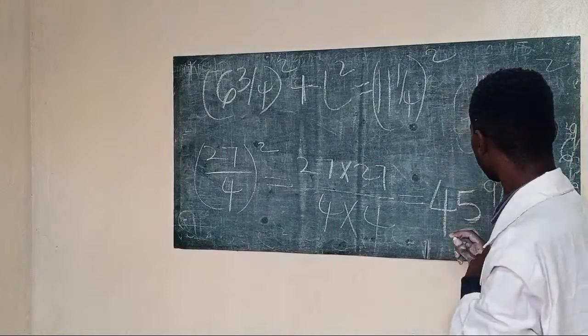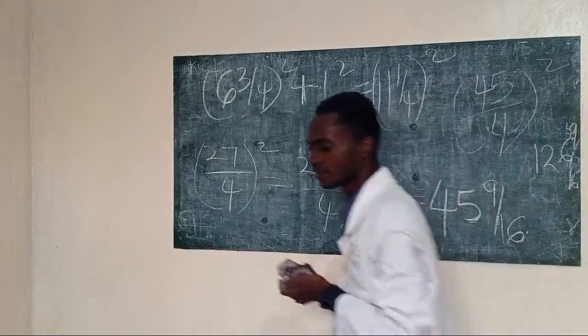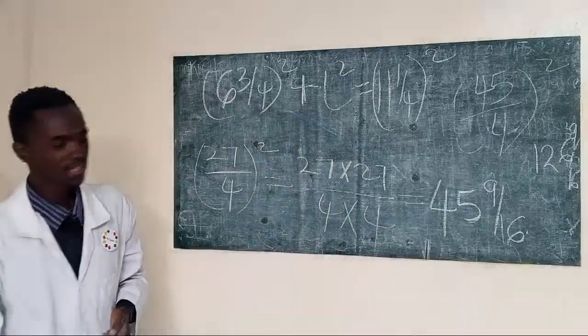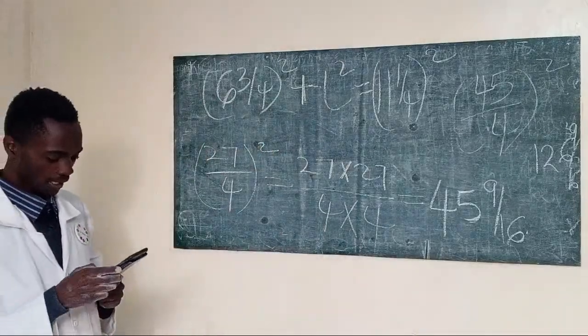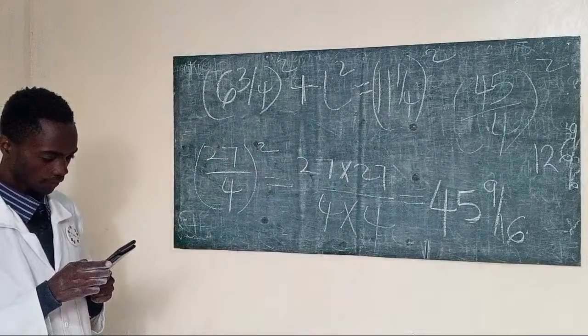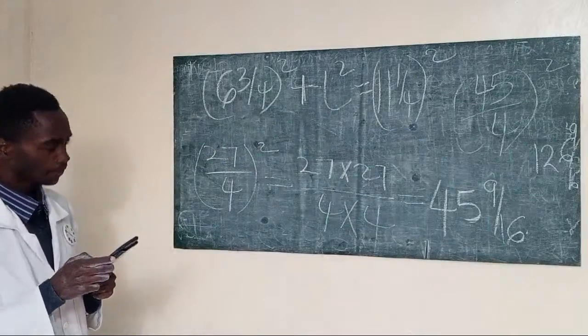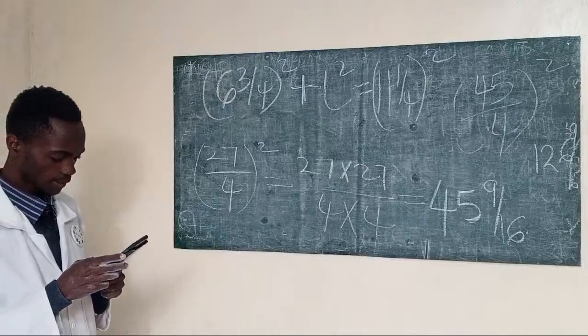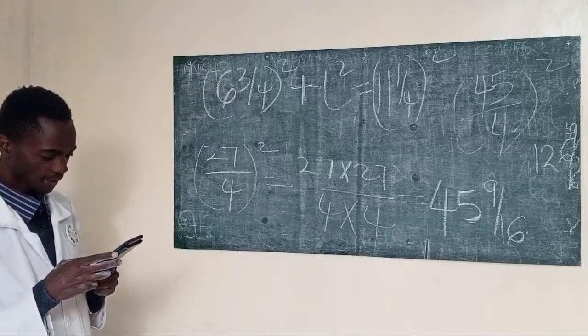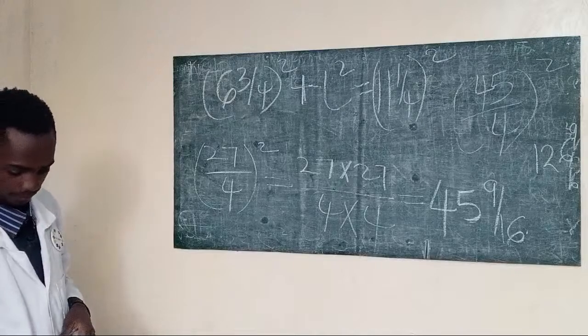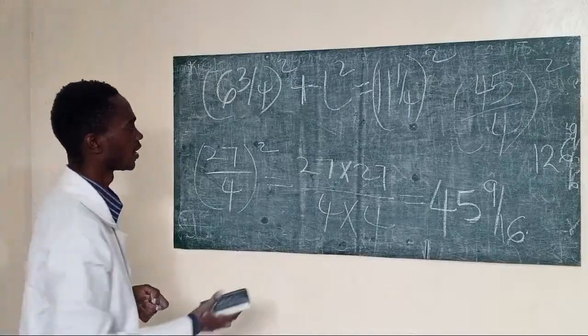Any other answer? Let's check with the calculator to see whether we are correct. When I do 45 times 45, I get 2025. I divide it by 4 times 4, and I get an answer that is very correct.